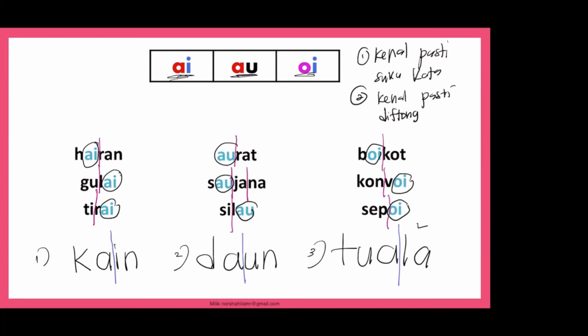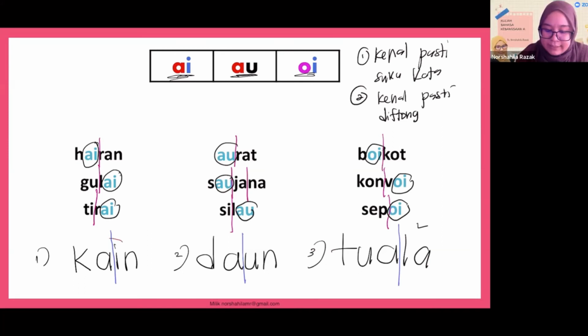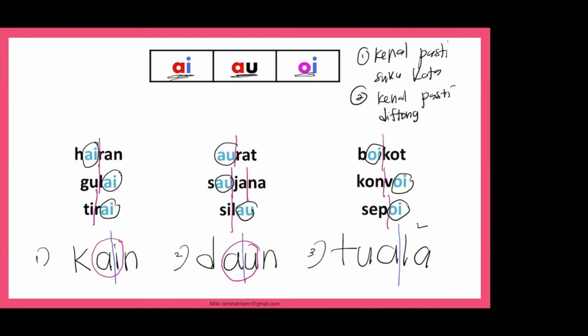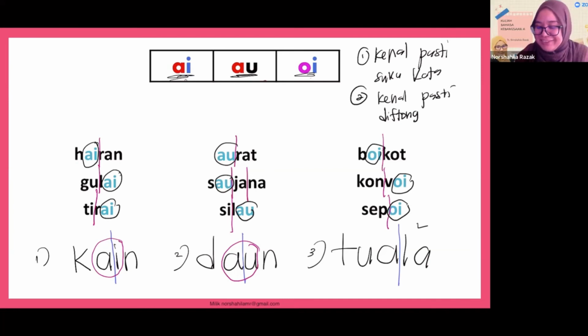So this one is AI, kan? This one is AI. This one, number 3: do we have a diphthong? No, because there is no UA, kan? So this one dah tolak dah. Salah.